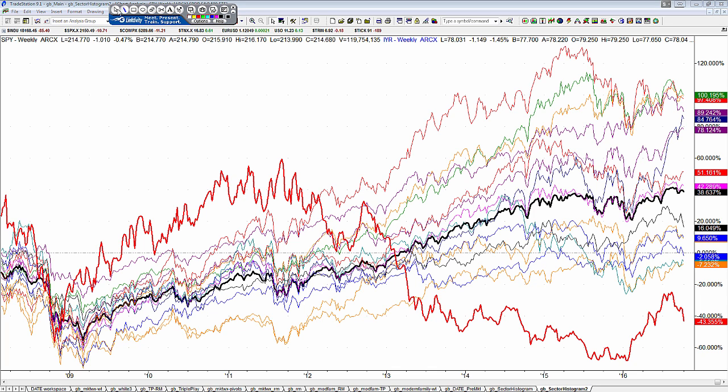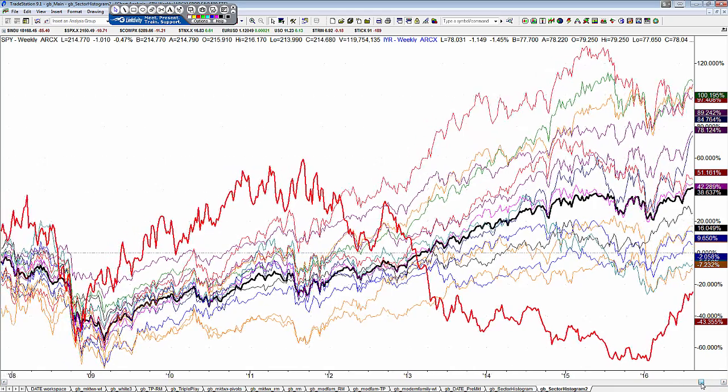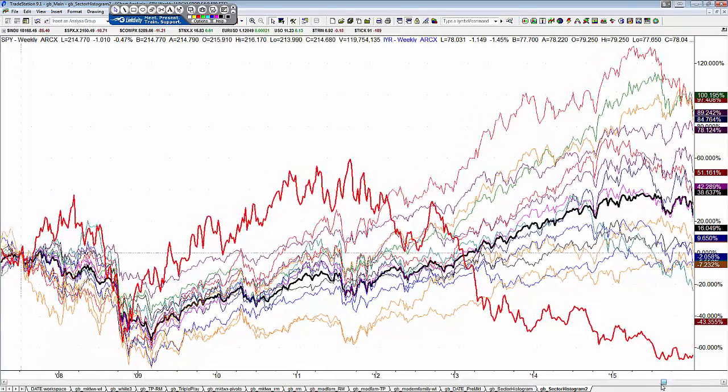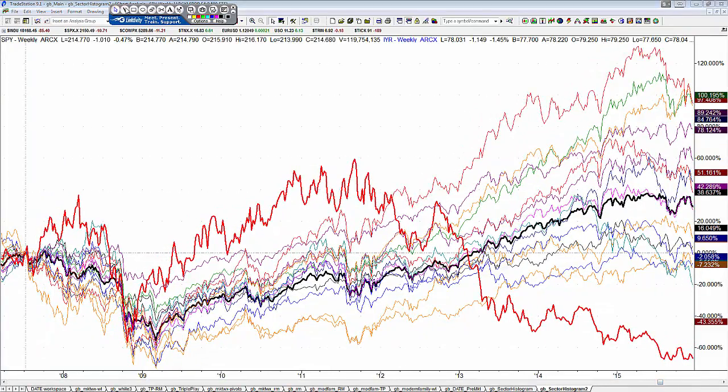And this chart type is a percent change chart. So I've started this percent change chart just to give you some perspective, at the top of the S&Ps, the high in the S&Ps in 2007. Now this is a weekly chart, so it's a broad view.